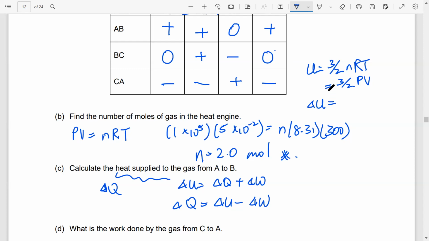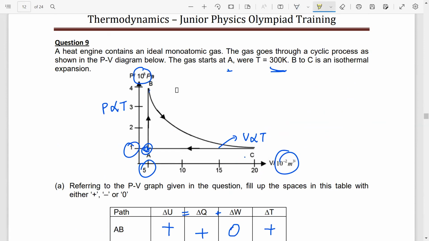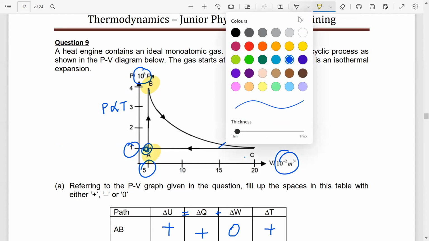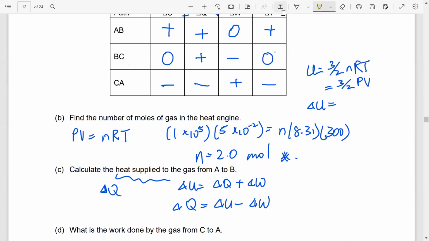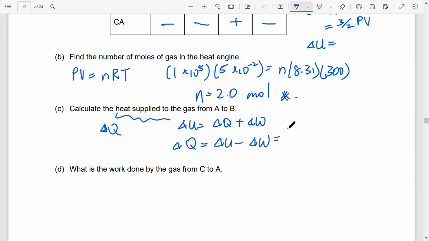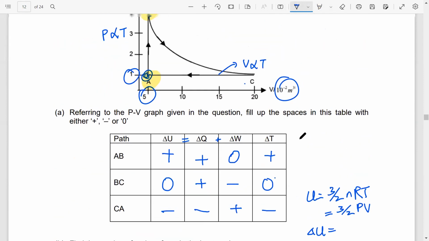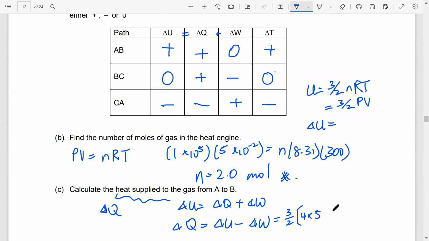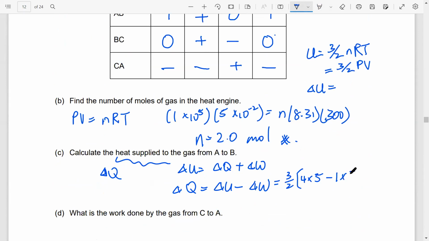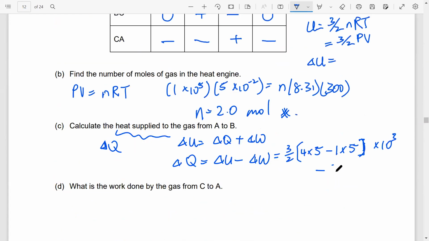You just need to find the 3 over 2 PV value for B, minus the 3 over 2 PV value for A. B will be 4 times 5, minus A will be 1 times 5, times 10 to the power 3. Because of the 5 times 10 to the power 5, the power of 10 might still be inside, so I just pull it out. Minus delta W. A to B, the delta W is 0, so we can just minus 0. So I will get 22500 joules.